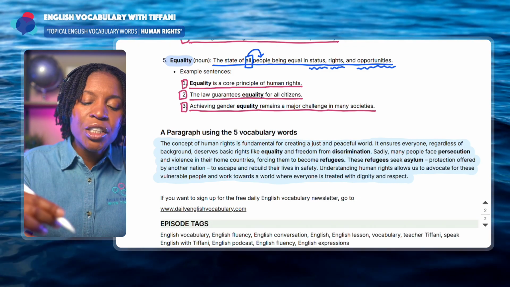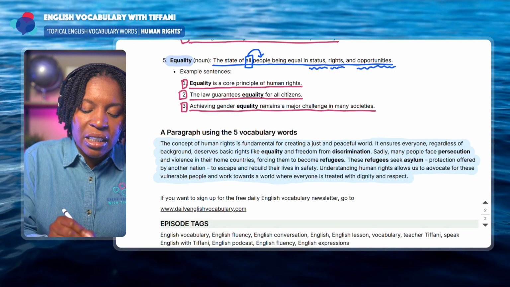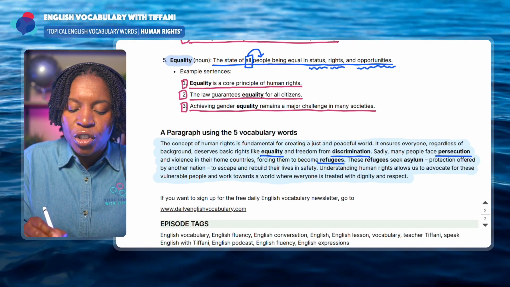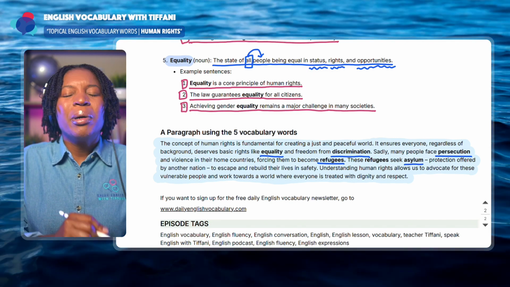I honestly like this paragraph a lot. Again, you saw each of the vocabulary words that we learned today: equality, discrimination, persecution, refugees, asylum. But the message of the paragraph is also so deep. Human rights is an issue that will be discussed for years to come. And now you, as an English learner, have the tools, the 5 vocabulary words you need to speak about it with confidence and fluently.